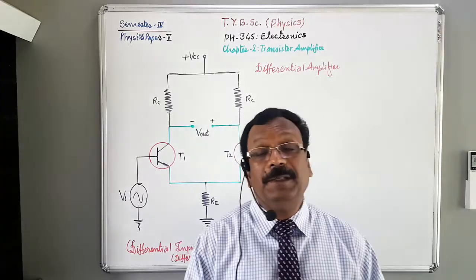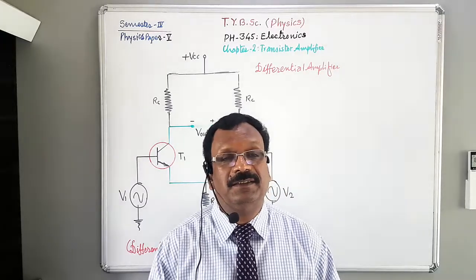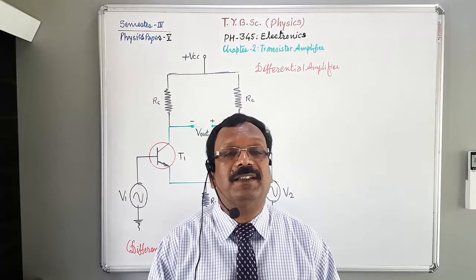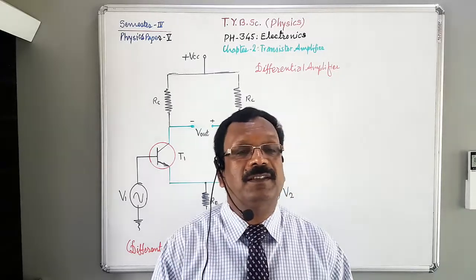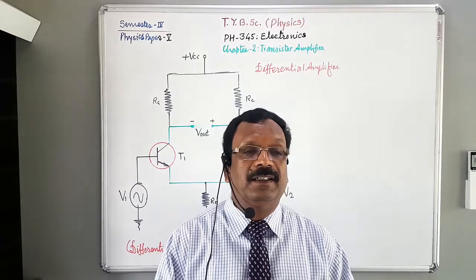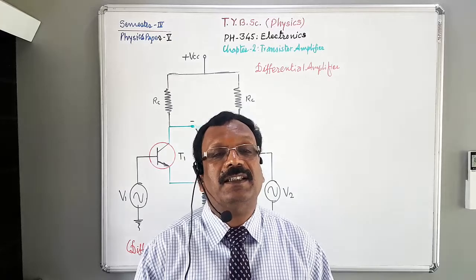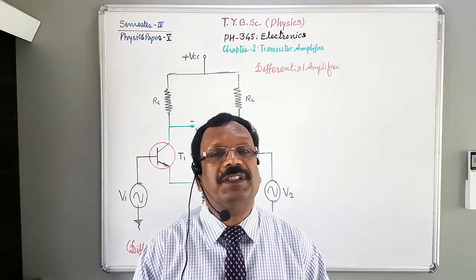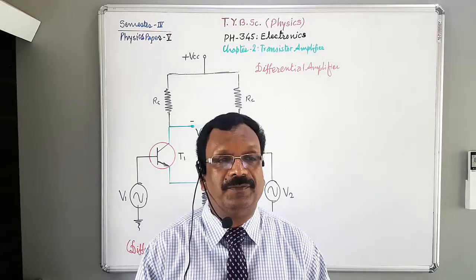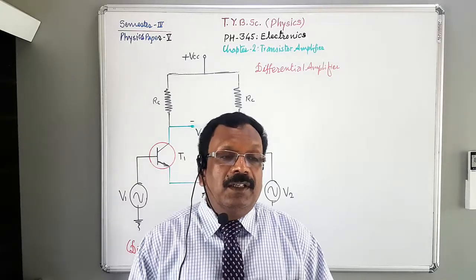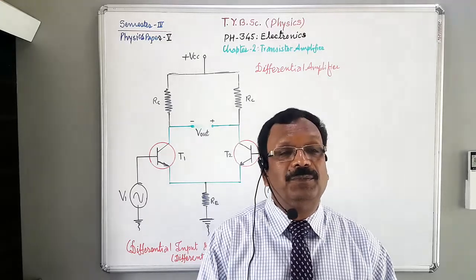So the differential amplifier is a circuit which can eliminate the need for an emitter bypass capacitor, and hence the differential amplifier is used as the input stage of almost every IC op amp or operational amplifier. Now we are going to see differential input and output.